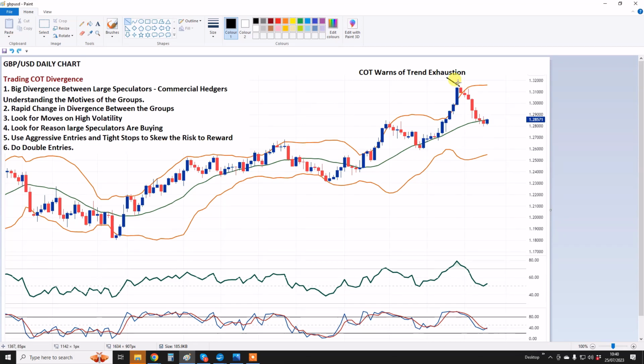Now, in terms of this red candle, for many traders looking at the pair at the time, that won't be significant. The big trend is up. But for us, it does warn of exhaustion. Now, I do put here use aggressive entries and tight stops. I think you should when you're using the COT, because you're looking for a big break in your favour so you can get low risk and high reward.